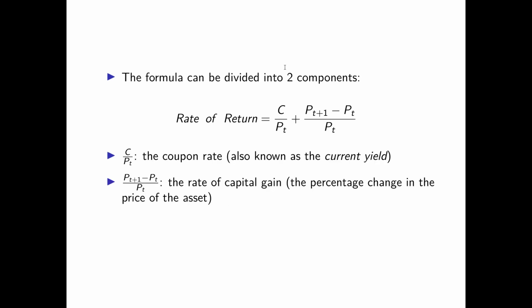Now, it's possible to break up this fraction into components. So we have C over P_t, and then P_t+1 minus P_t over P_t. These two terms actually have names in the world of finance. This is known as the current yield, the coupon payment divided by the price of the bond. And this is the rate of capital gain, the percent increase in the price of the bond.